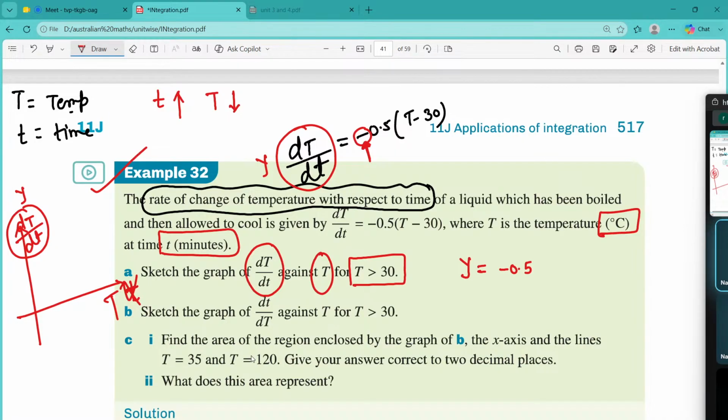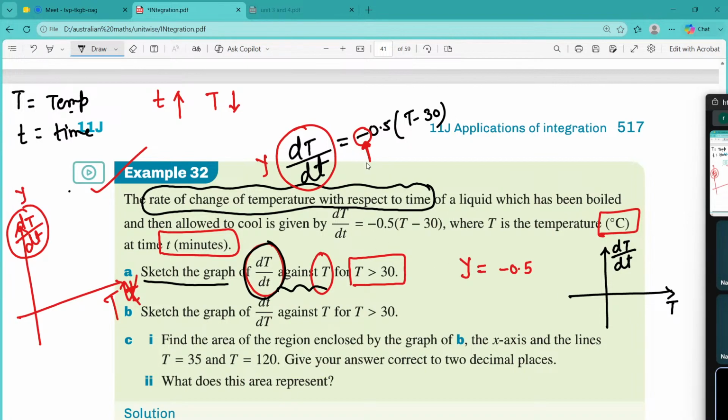Let me explain again. Nisa, read your question first. What are they saying? Sketch the graph. It means we should have two axes. Graph of what? Graph of dT upon dt. So ideally it should come on the y-axis, correct? Against what? Against T, temperature. You should take temperature on your x-axis. It's a very simple thing. And we have to plot this for T greater than 30.